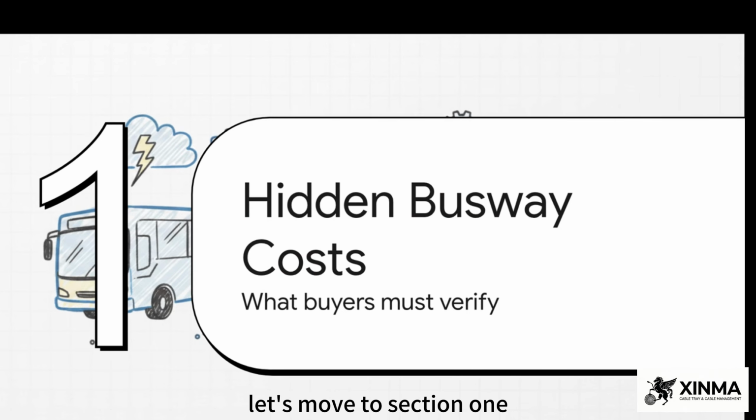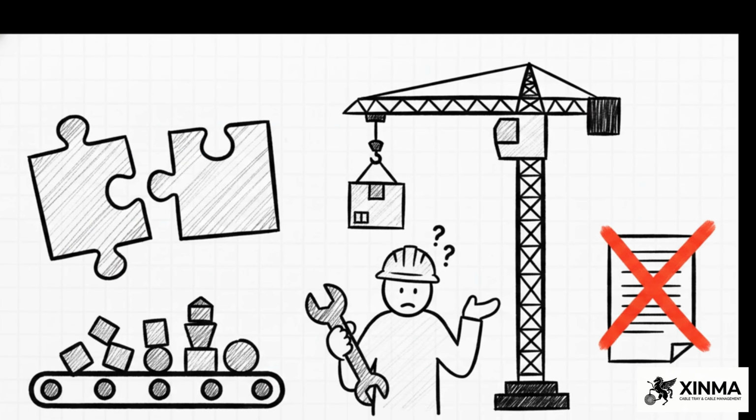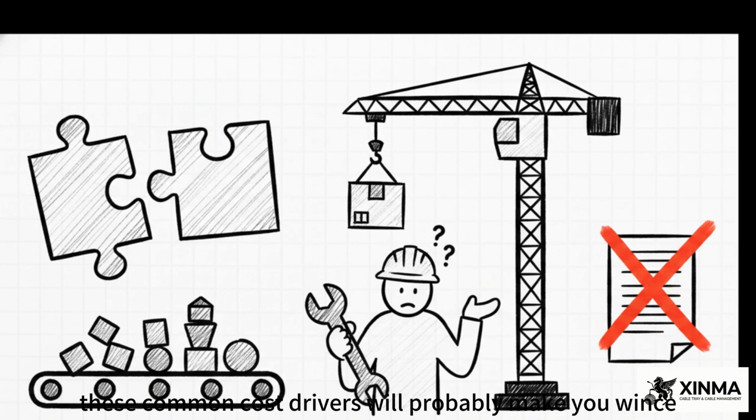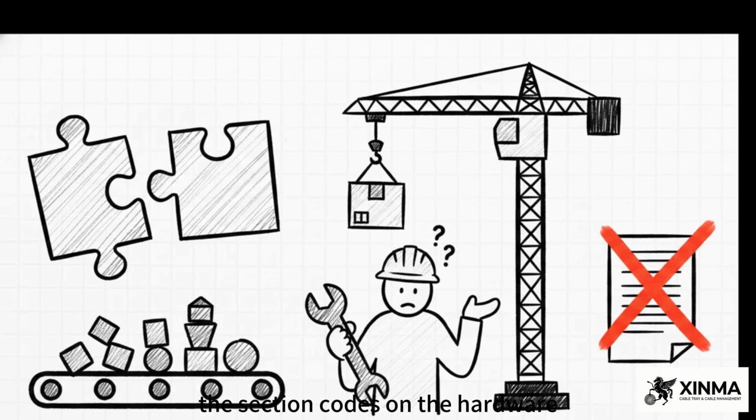Let's move to Section 1, the hidden busway costs, and see how this builds into our first major pitfall in the project lifecycle. Now, if you've spent any time at all on a job site, these common cost drivers will probably make you wince. Imagine this. Your installation team is geared up, cranes are ready, and bam! The section codes on the hardware completely mismatch your engineering drawings. Or your tap-off boxes show up, but they're in the completely wrong sequence for your phased installation. Or worst of all, the hardware is there, but there's absolutely no joint torque documentation, which means your guys can't safely or compliantly bolt the system together. These aren't just minor hiccups, they are massive operational bottlenecks that wipe out any upfront savings.